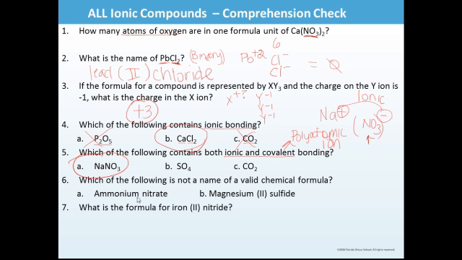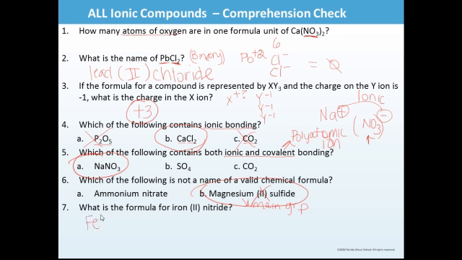Number 6, ammonium nitrate, magnesium 2-sulfide. The correct answer is B. The reason for that is magnesium is a main group element. It does not need a Roman numeral, and it is incorrect to include it. It's just magnesium sulfide.